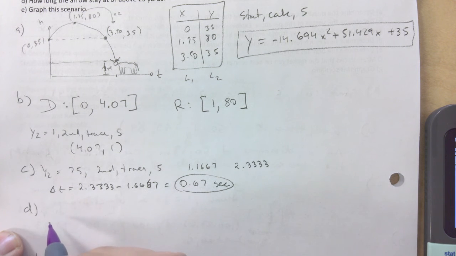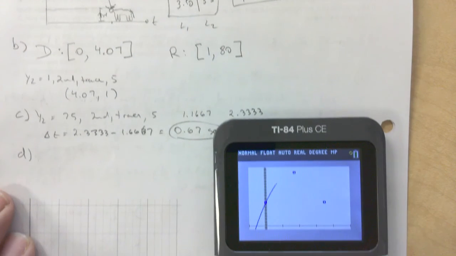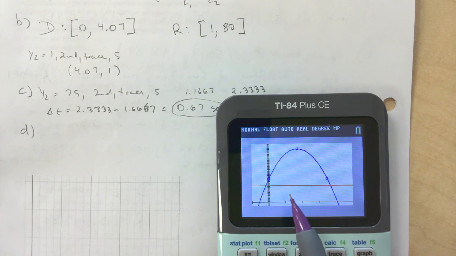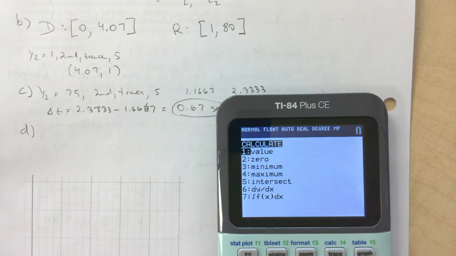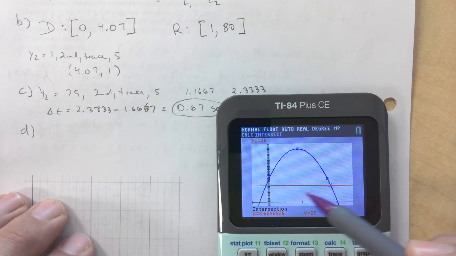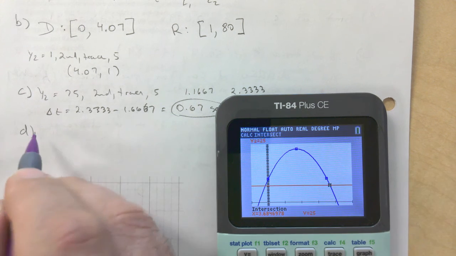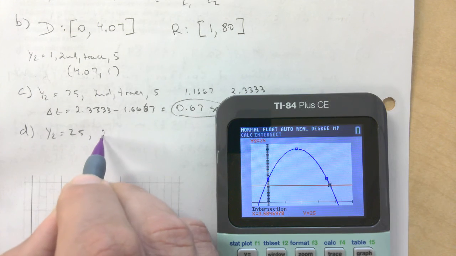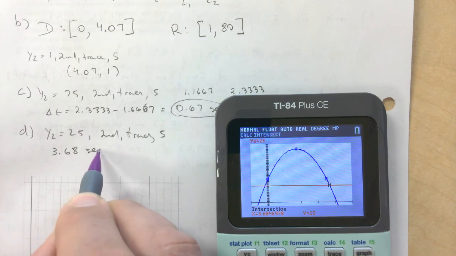And then D, how long does it stay at or above 25 yards? So we're changing that to 25. We graph it, and this is going to be interesting, right? It's back here already over, but we ignore all of this. So it's really just from time 0 till it gets there for the first time in real life, right? Because time is positive, right? Second trace 5, and it's 3.68. That's it. You don't have to find this point up here, because you start at 0, so it's right until that point, so no need to subtract. So y2 is equal to 25, second trace 5, and you get 3.68 seconds. That's it.